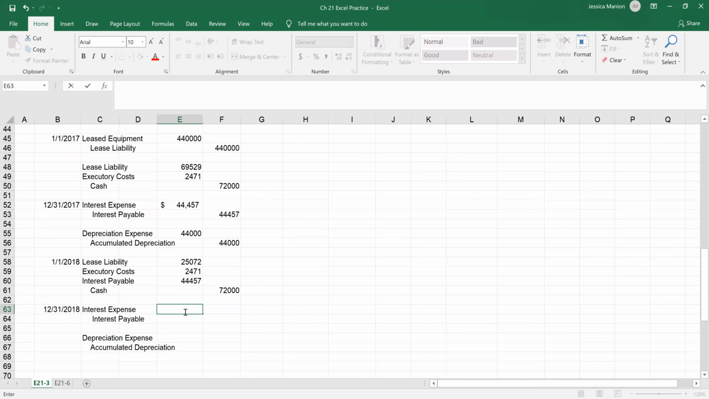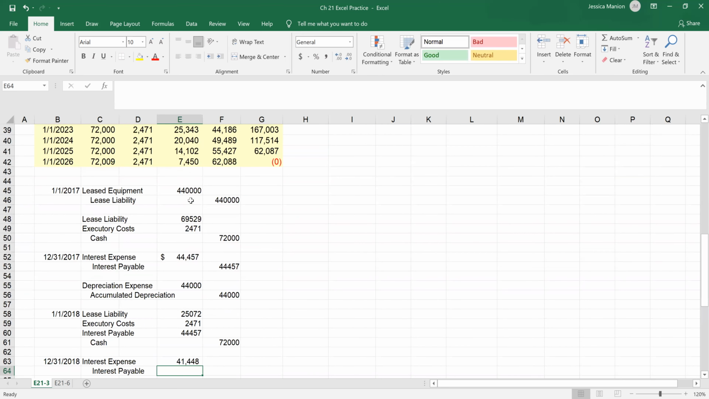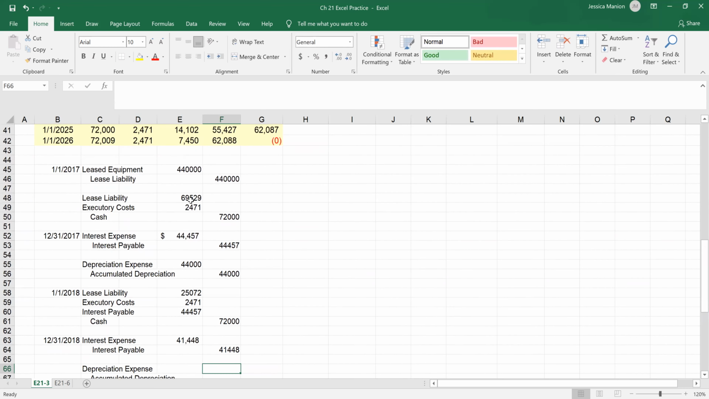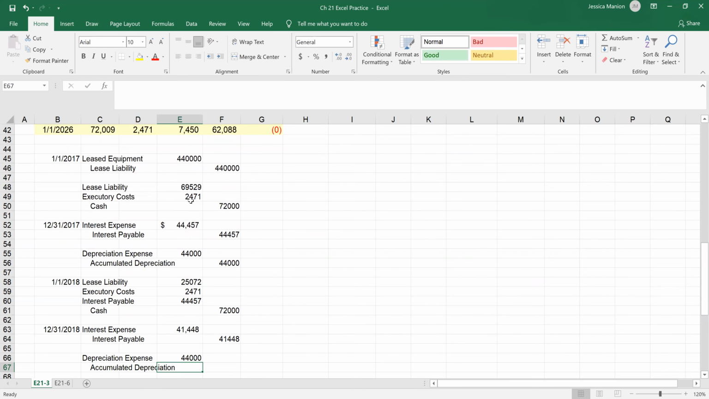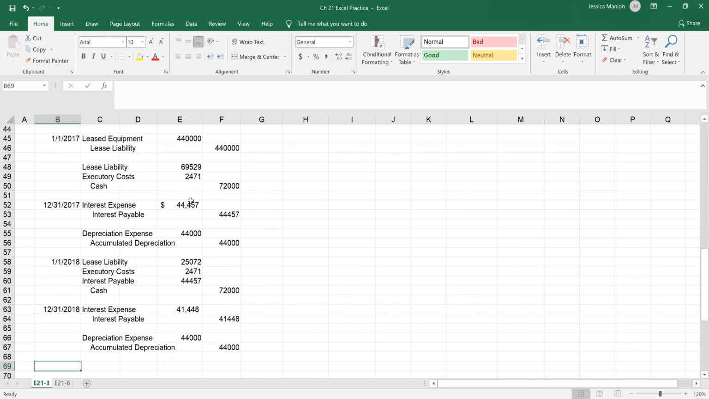And I guess, in fact, I could just say equals and grab the number up there. So when we're looking at it, we can remember where our number came from. And then interest payable, same amount, 41,448. And then depreciation expense, again, same amount, straight line depreciation. So the same every year is what that would look like.